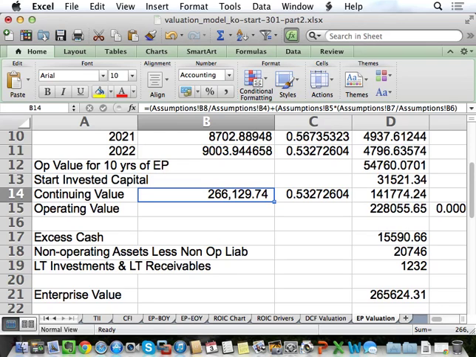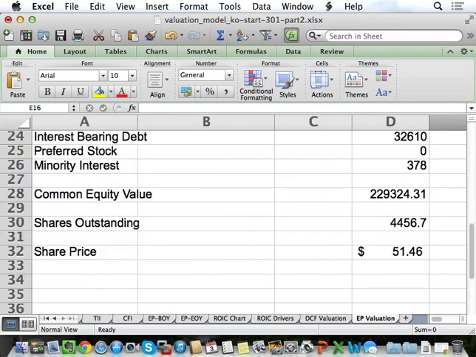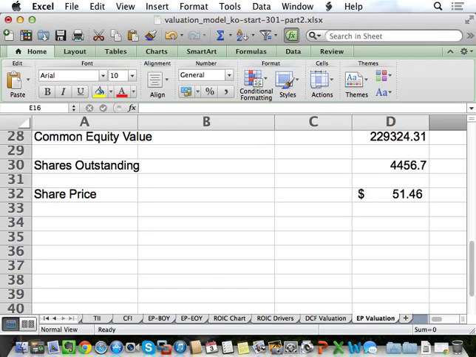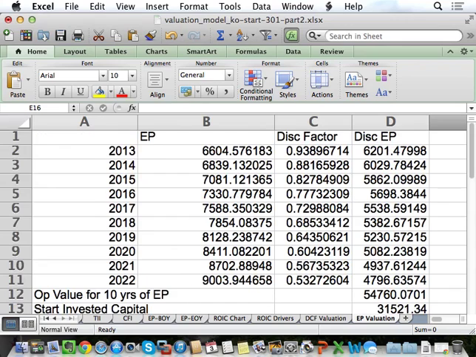All right, so I'm going to wipe out this operating value difference because now that we have it balancing, we don't really need it in there. But notice we get the same share price. All right, so what I then want to do is go back to the ratios tab.